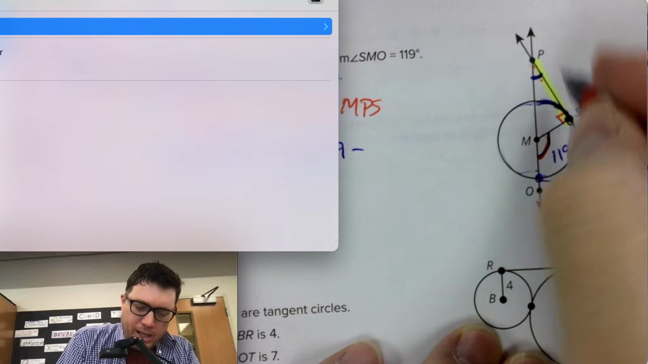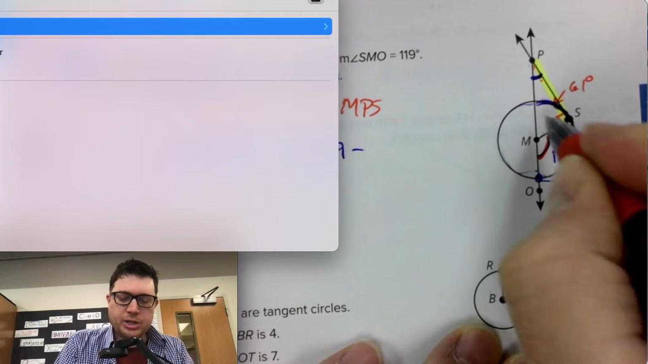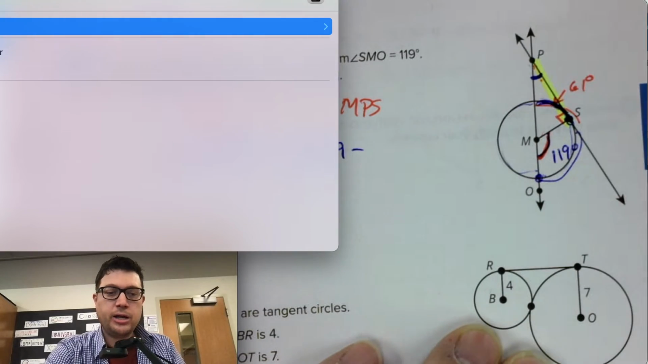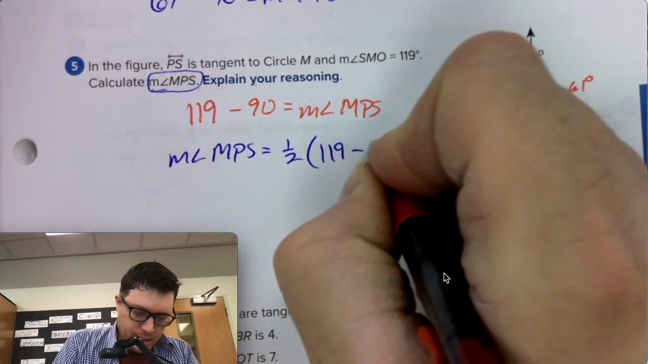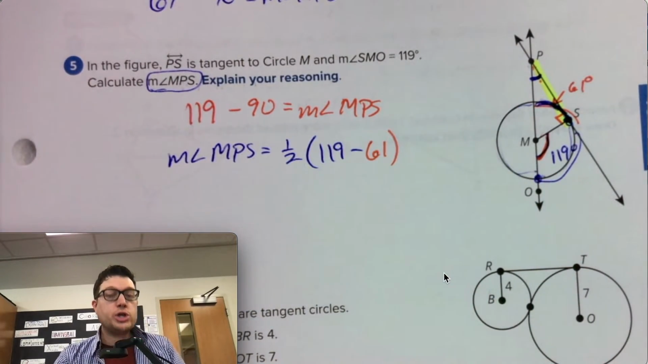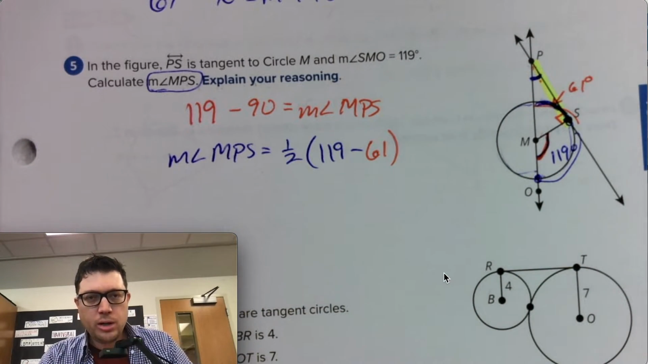This is supposed to be a 61-degree intercepted arc on the other side. Okay, so I can put 61 there. Now, if I do 119 minus 61 and then divide by 2.